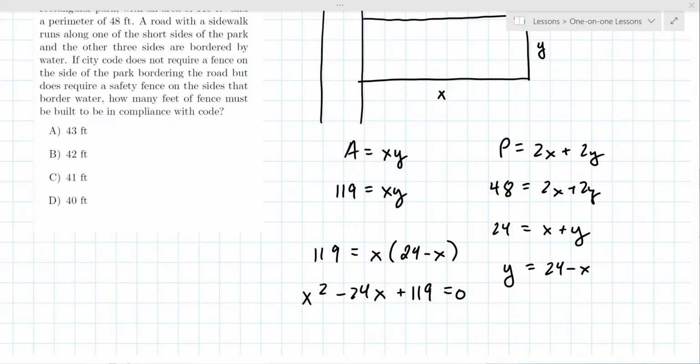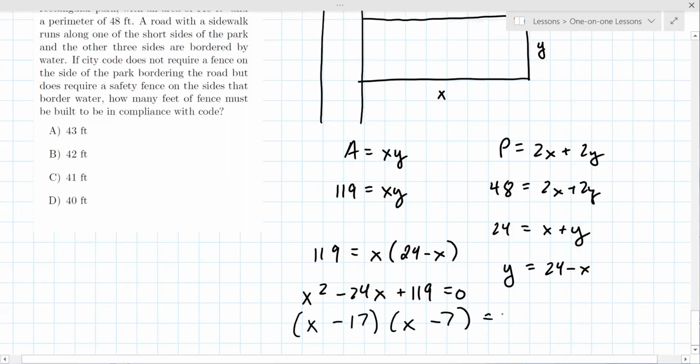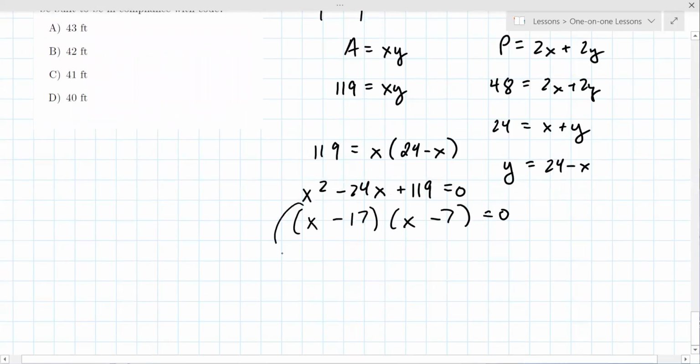But here, the issue is getting the right answer. If you factor this, you get x minus 17 and x minus 7. But you can do it with the quadratic formula too. Yeah, if you want to try that again here, that would be a good place to do it. So a equals 1, b equals minus 24, c equals 119.